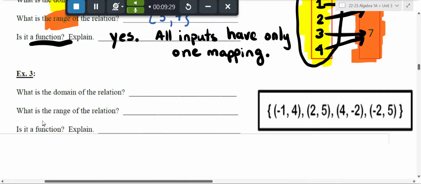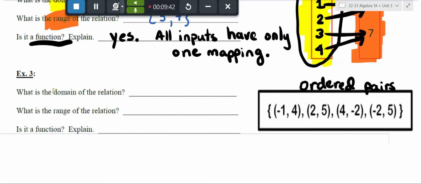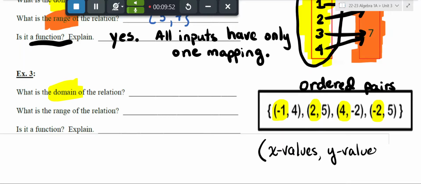All right, let's try it again. Now this one is in ordered pairs. And ordered pairs is the same thing as a table, as a mapping. You just have to remember that the domain is your x values, and that your x values are the first number. So let's just get that out of the way. This is the x values, and this is the y values. This is your input, and this is the output.